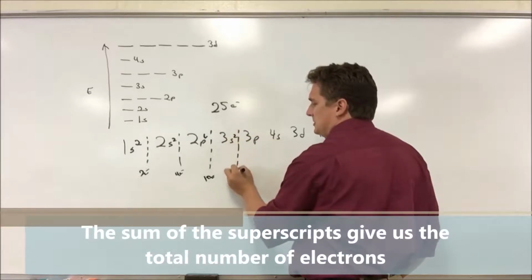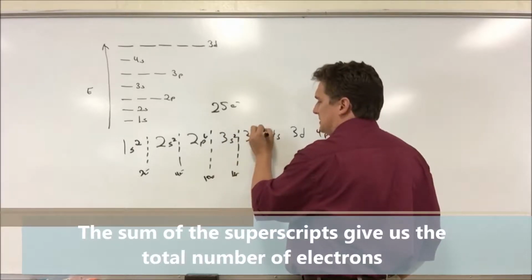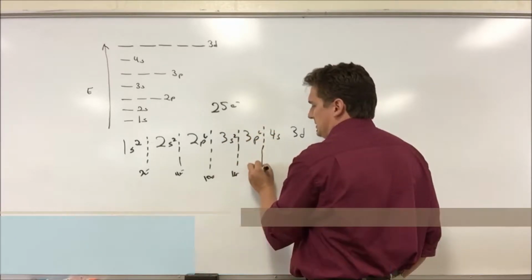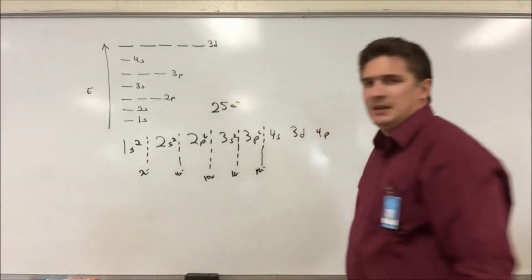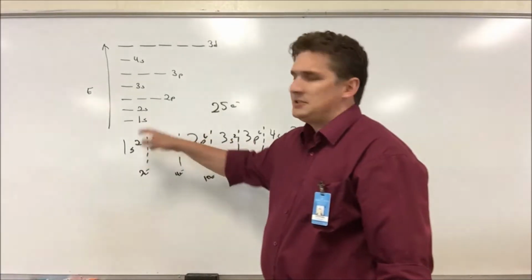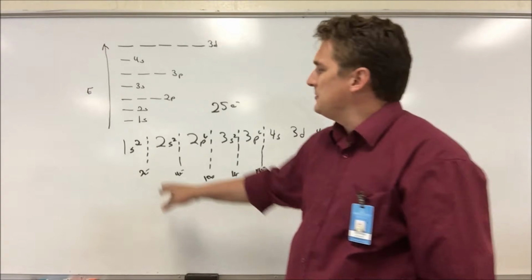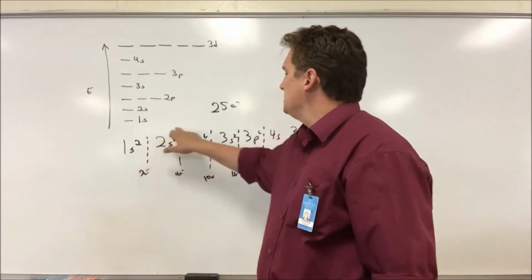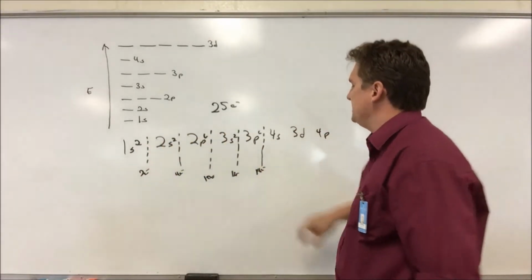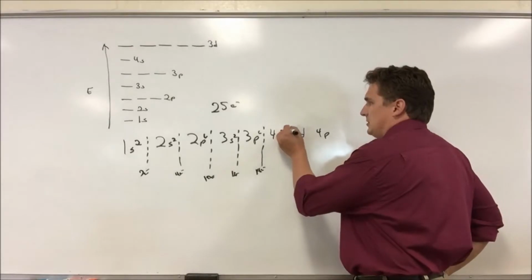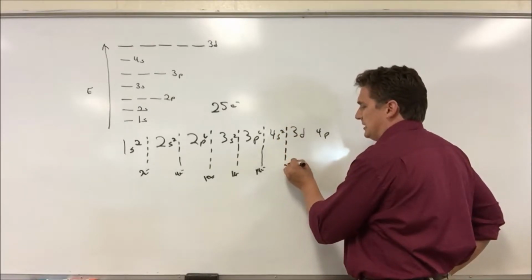3s can hold up to 2. This will give us 12 electrons. 3p can hold up to 6. This will give us 18 electrons. So as we're moving along, the total electrons we have in this configuration so far is just the sum of the superscripts. So 2 plus 2 plus 6 plus 2 plus 6 gives us 18. Our 4s can hold up to 2, and this will give us 20 electrons.